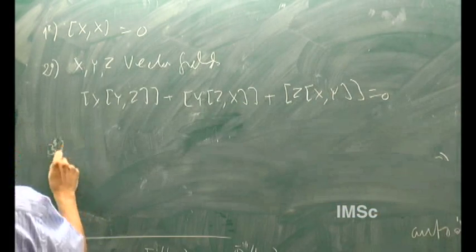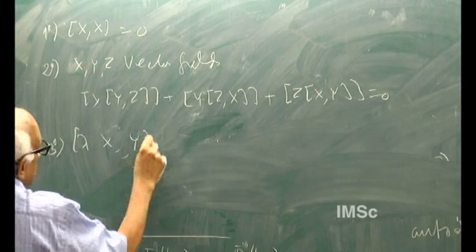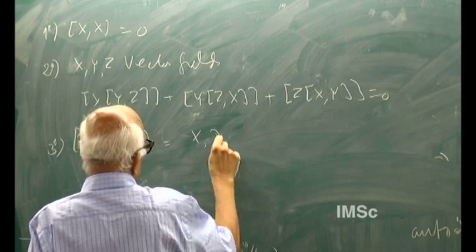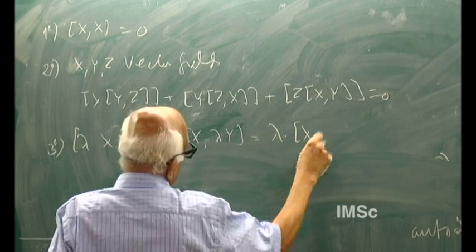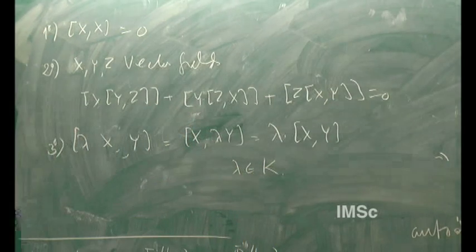Thirdly, bracket lambda x, y equals bracket x, lambda y equals lambda times bracket x y, for lambda in k. Obviously you can multiply a vector field by a scalar. You can do better; you can even multiply by functions. But this operation is not bilinear over functions. It's only bilinear over k.